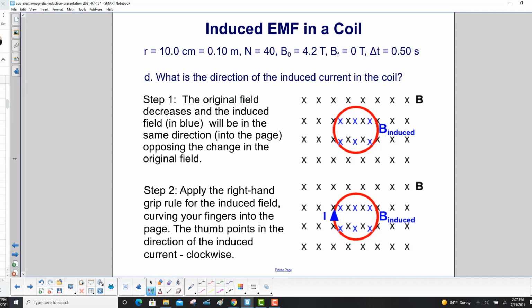What is the direction of the induced current in the coil? The original field decreases. Therefore, the induced field, which is in blue, will be in the same direction, which is into the page, opposing the change in the original field. It wants to keep its original strength. Apply the right-hand grip rule for the induced field. Curving your 4 fingers into the page within the loop, make sure you use your right hand, your thumb should be pointing in that direction. That means the direction of the induced current, the same as the direction of the thumb, is clockwise.